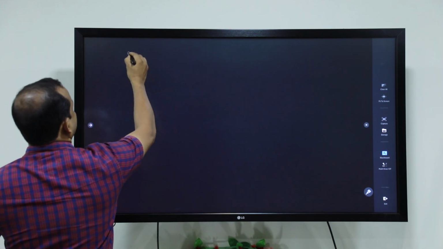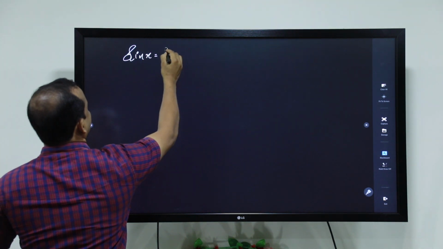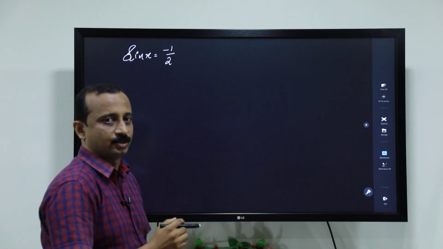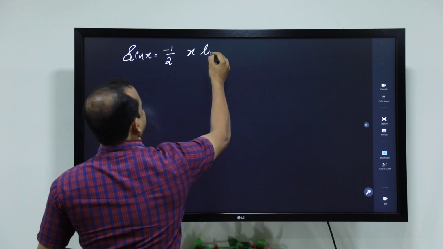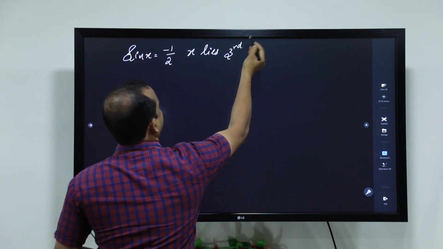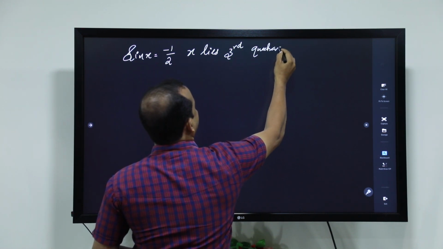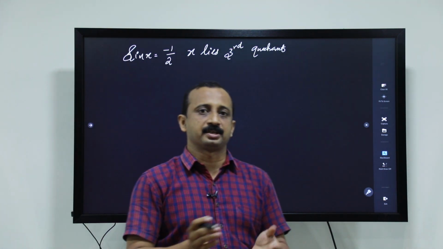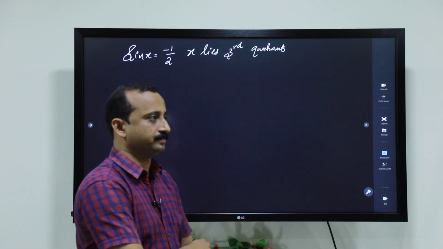Our first question is: if sin x is equal to minus 1 by 2, and x lies in the third quadrant, find all other five trigonometric functions.